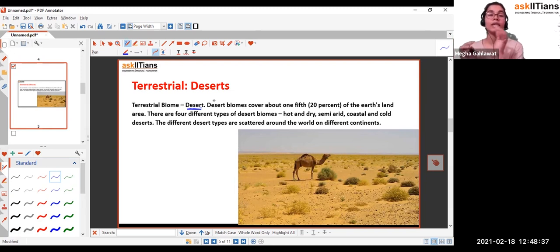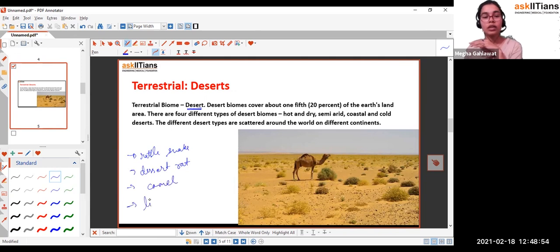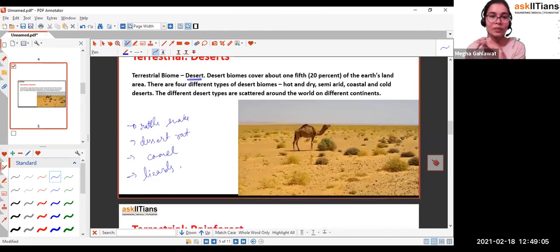There are different types of deserts which are scattered across the continents and the world, and they're going to have animals like what? The rattlesnake, or the desert rat, right? Or the camel, for that matter, or the lizards. There are different types of animals as well which are found in the deserts. And don't you worry about it. We'll be learning about the adaptations shown by all the kinds of animals. Okay? Don't worry about it.